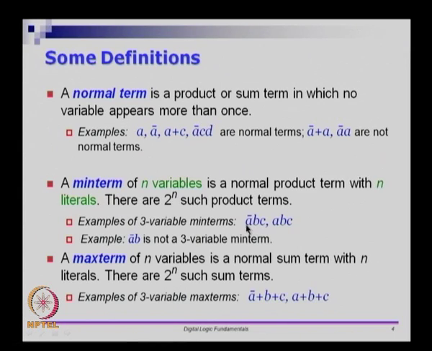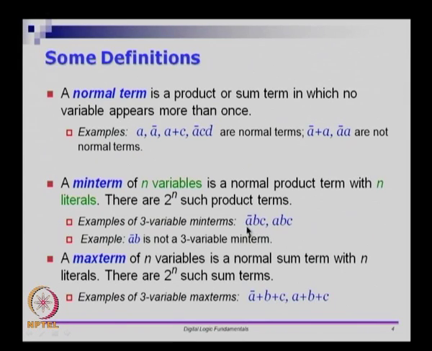Let us see examples. If I say that a bar bc is a 3 variable minterm on a, b and c, let us see why. First of all, if it is a 3 variable term, I should have 3 variables in it. I have a, b and c, so these are 3 variables. And what are the literal forms? A is in its complemented form a bar, so that is a literal, b is another literal and c is another literal. I have a product of these 3, so it takes care of the product part, and finally it is normal because none of a, b or c is appearing more than once.